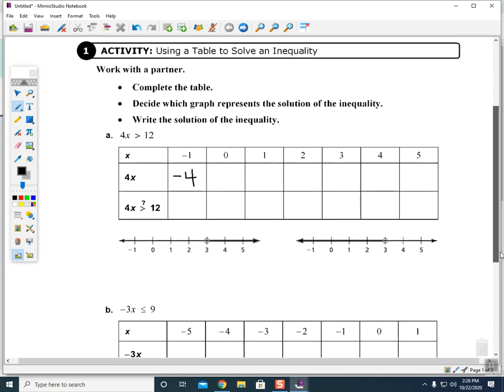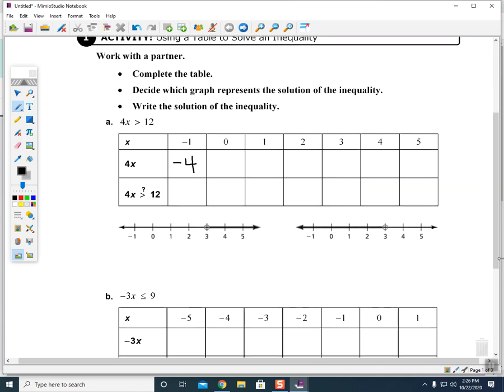right? And then what I want to do is ask myself, well, is 4x greater than 12? So is negative 4 greater than 12? No, it's not. So I'm going to put no down here. Do the same thing for the next one. 4 times 0 is just 0. Is 0 greater than 12? No, it's not. 4 times 1 is 4. Is 4 greater than 12? Nope. Still not. 2 times 4 is 8. Is 8 greater than 12? Nope. 8 is still not greater than 12.